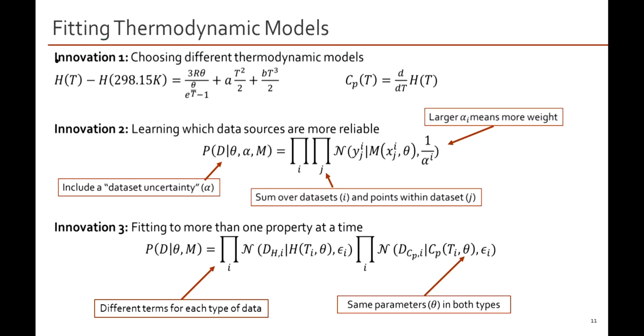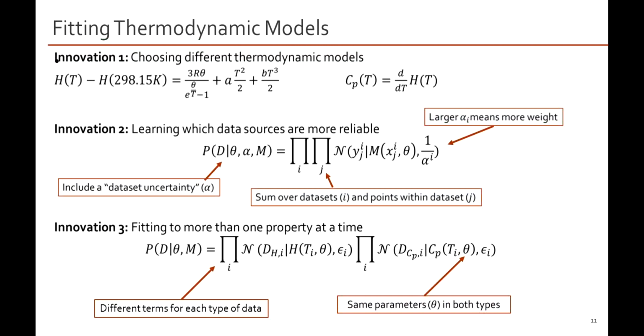For instance, they illustrated how you can choose different thermodynamic models to describe each of these properties, such as using this expression to describe the enthalpy, which is again a measure of energetic stability. Additionally, they introduced ways of allowing your Bayesian methods to decide how much you should trust your data.